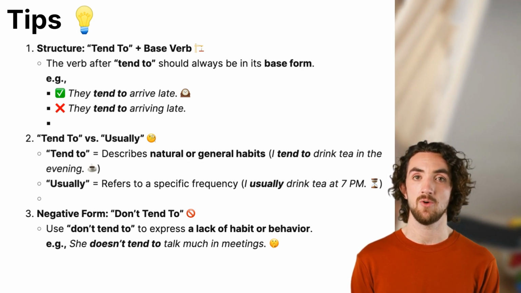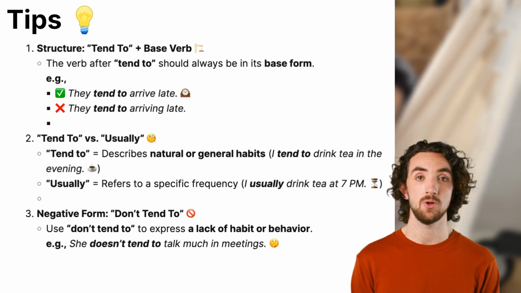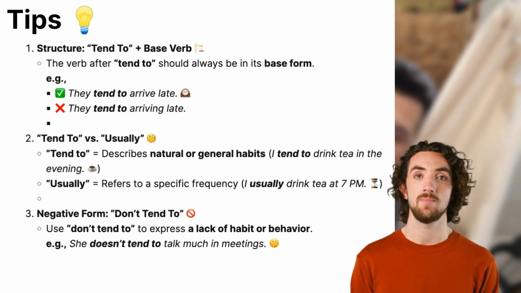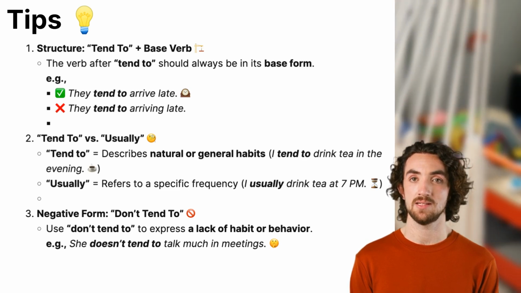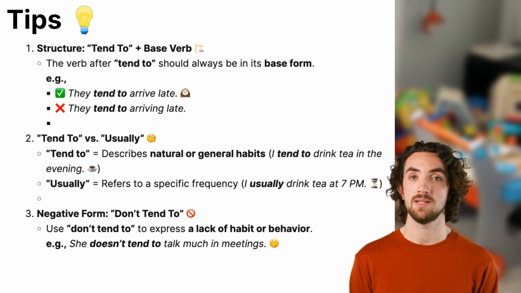3. Negative form, don't tend to. Use don't tend to say that something is not a habit or common behavior. Example, she doesn't tend to talk much in meetings. This means that she rarely speaks in meetings.